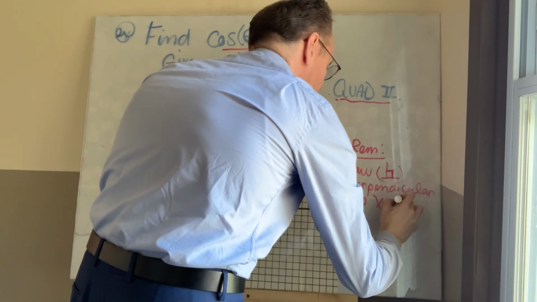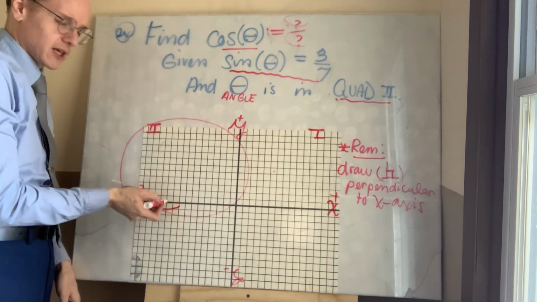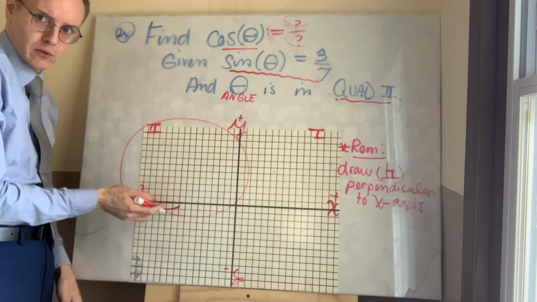To the x-axis always. Even if the triangle is upside down, make sure that you connect your triangle vertically somehow to the x-axis.